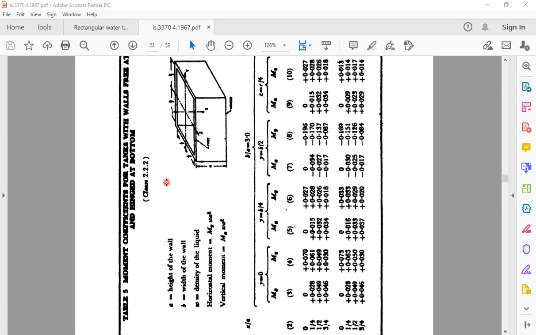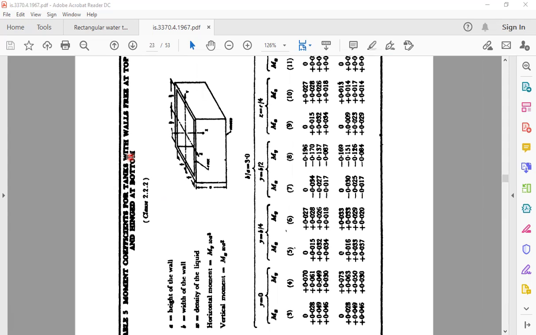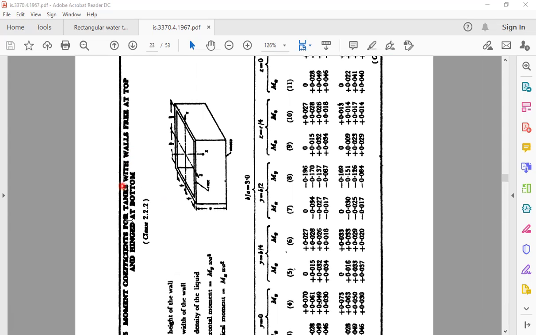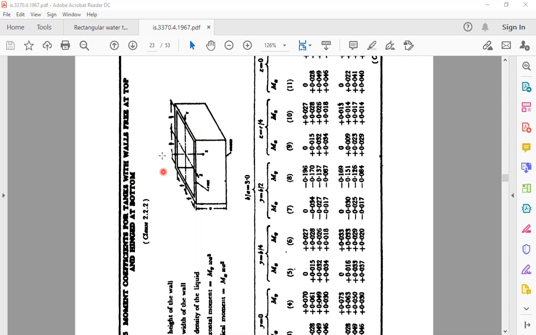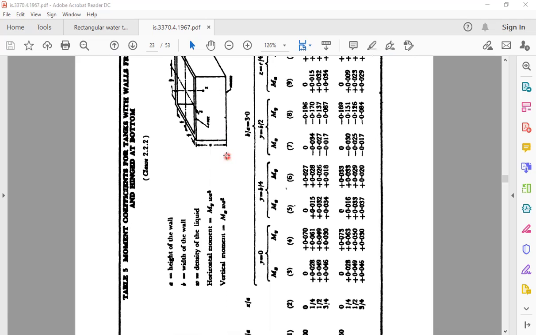And the fourth table is with respect to the uniform load, and this fifth table is having different things. So what is the difference here? We'll see. It is not for the individual panels. Here it is for the walls. They have mentioned the movement coefficient for tanks with walls free at top and hinged at the bottom. That is the condition.